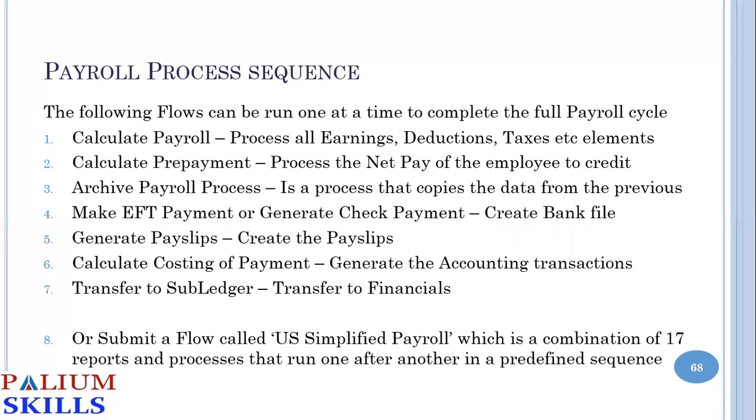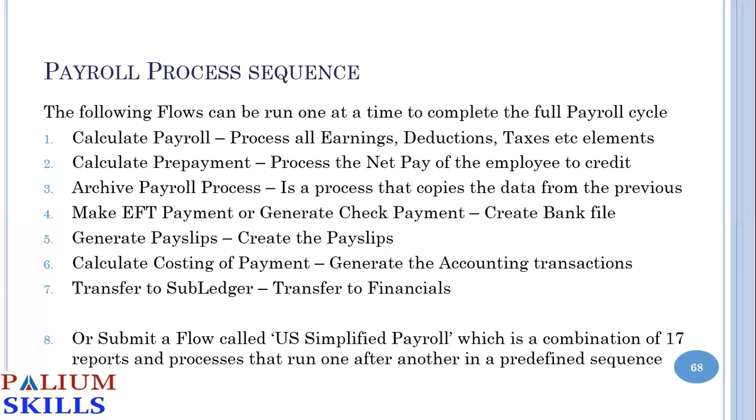Okay, so let's first look at the calculate payroll. What will calculate payroll do? It will process all earnings, deductions, taxes, elements, and so on. That is all the elements. Then it will come out with a net figure also, like we see the SOE the moment quick pay completes, we can see the SOE, right?